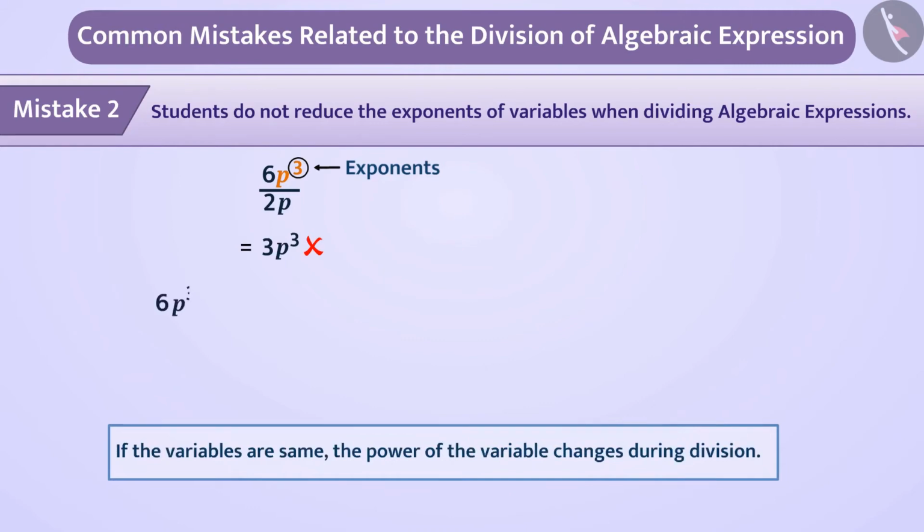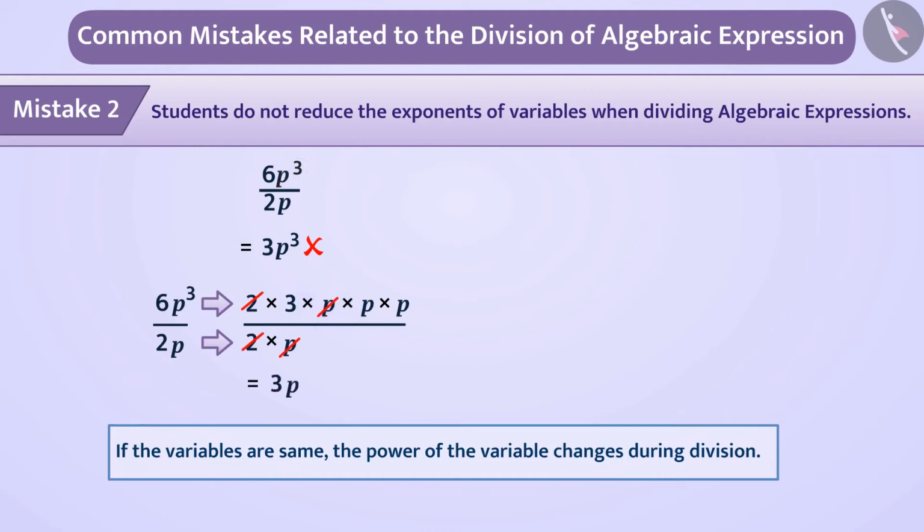The factors of 6p cube is 2 multiplied by 3 multiplied by p multiplied by p multiplied by p. Similarly, the factors of 2p will be 2 multiplied by p. Here, we will cancel 2 in the numerator with 2 in the denominator and p in the denominator with p in the numerator. It gives the result 3p square.